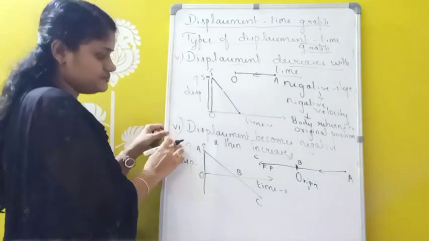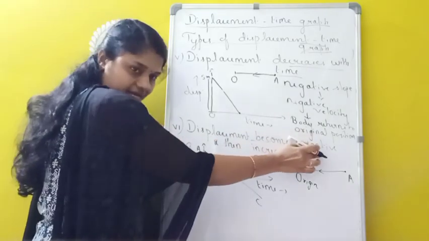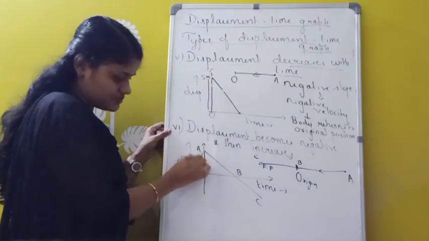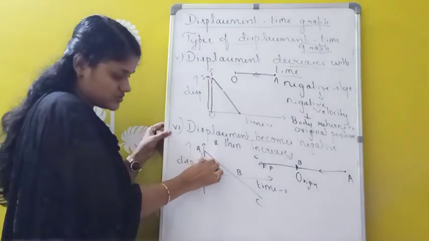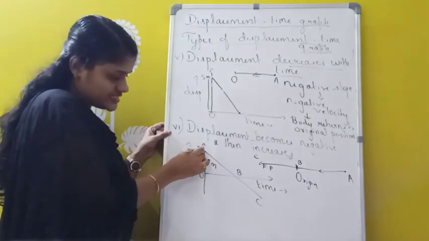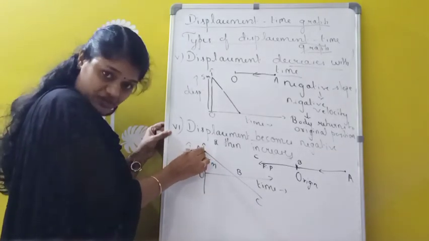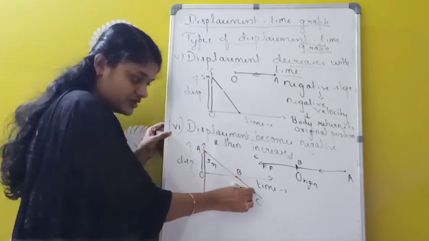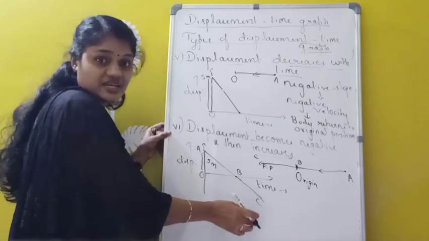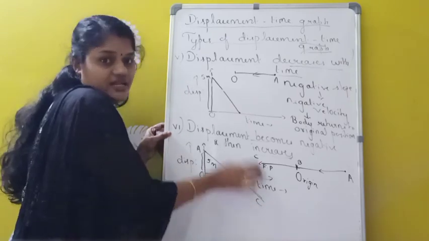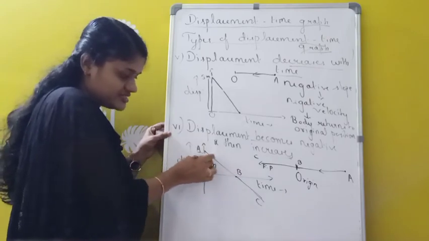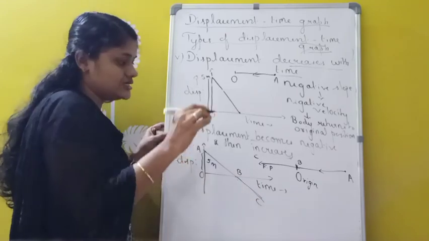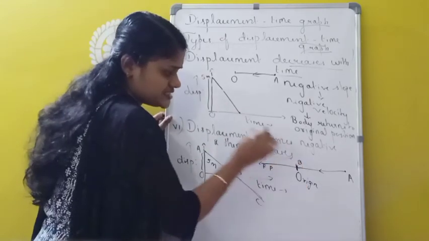Okay. Now next one, displacement is becoming negative and then it is increasing. Suppose this is the initial displacement of the particle, 5 meters, and this particle has negative velocity. That means it is coming back to the initial position and it is going in the negative direction. So it is increasing in the negative direction. In the positive direction it is decreasing with time, and it is again increasing in which direction? Negative direction.